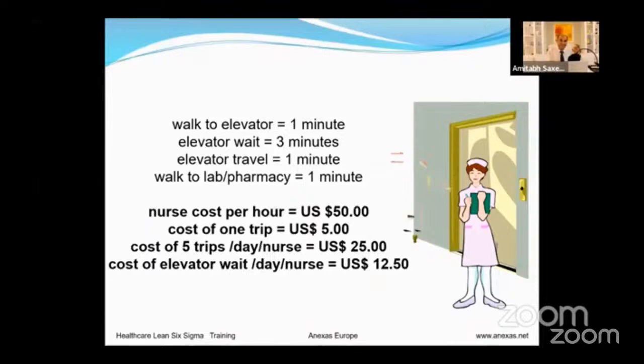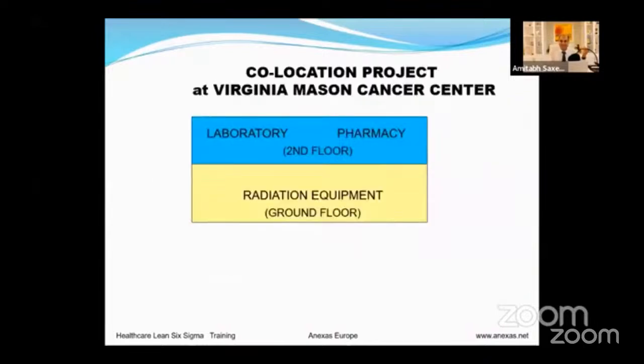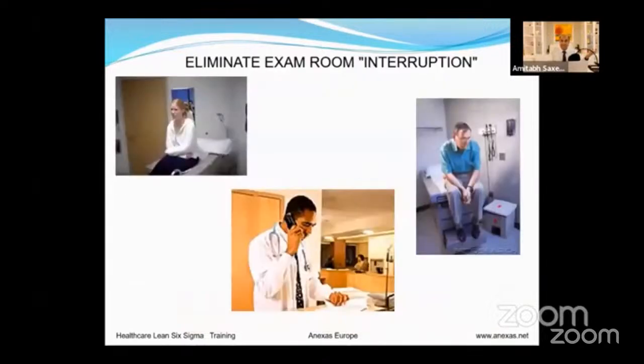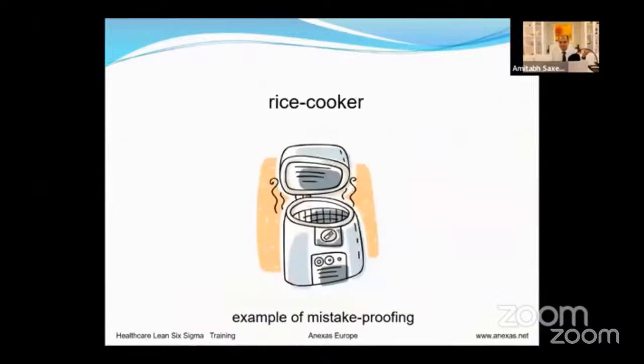So this kind of waste is present everywhere. Lab and pharmacy on the second floor, radiation equipment on the ground floor. Why can't we put them together? Interruptions in the exam room, like a phone call, are a waste.